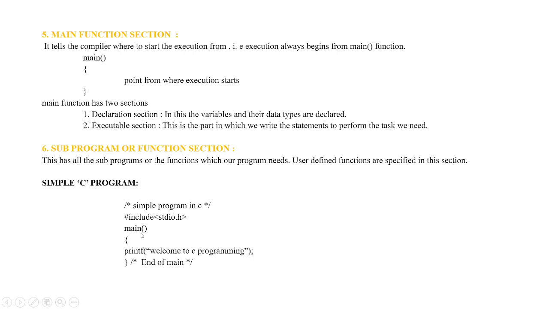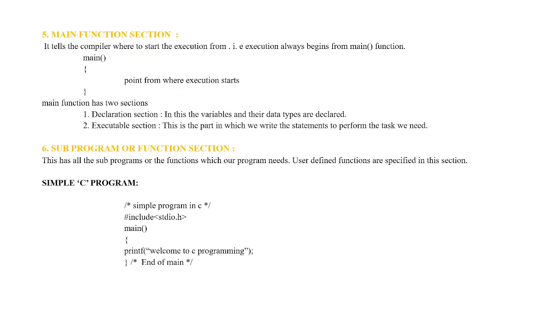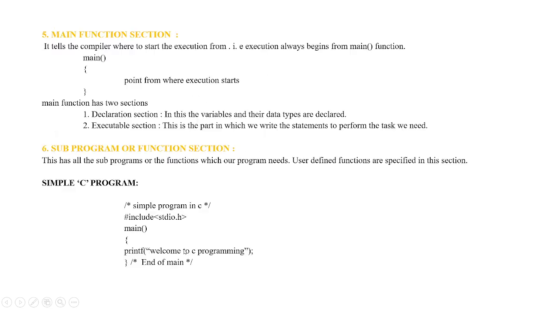And because in my program I am not using any symbolic constant, that is the reason why I didn't go for the definition section, the third section. And I am also not using any global variable, that is the reason why I didn't specify the global section. So no symbolic constant is used, no global variable is used, and that is the reason why I have skipped the definition section and global declaration section.